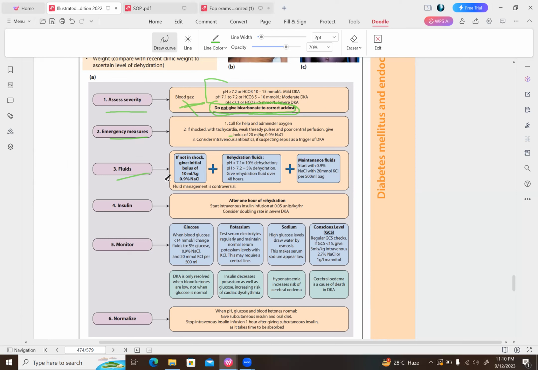Third is the fluids, which I have discussed in detail. Fourth is the insulin. Look here, 0.05 units per kg. You start with this, you can make it 0.1, and then you can drop it again to 0.05 depending on the levels. See the glucose less than 14. See the potassium, their values given in the 3 tables given in the guidelines. See the sodium, see the GCS, and then normalize. I think this is a very beautiful table. After those guidelines, this seems like a summary.